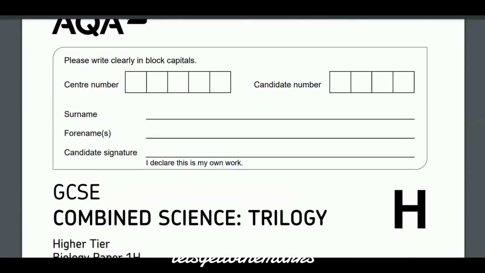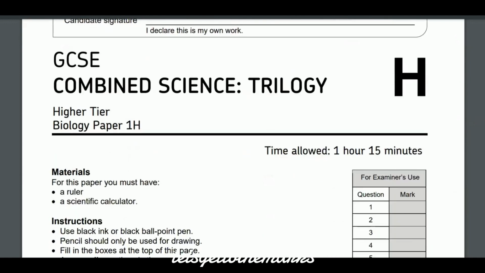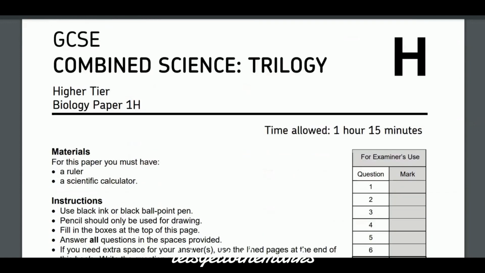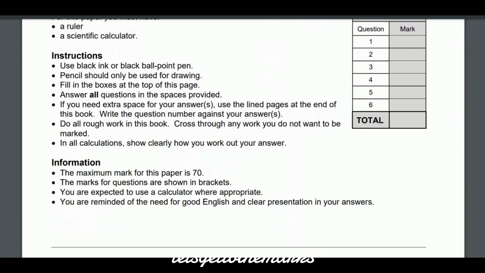Okay, guys, welcome to Let's Get to the Marks, going through an AQA GCSE Combined Trilogy higher paper for biology. This is paper one. There's 6 questions. You've got to do it in an hour and 15 minutes.